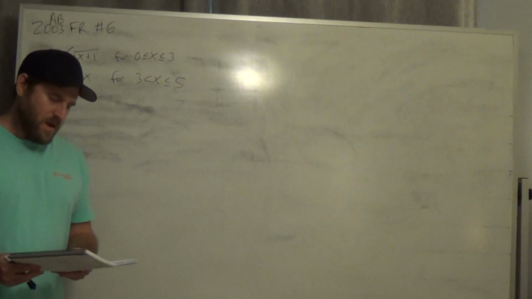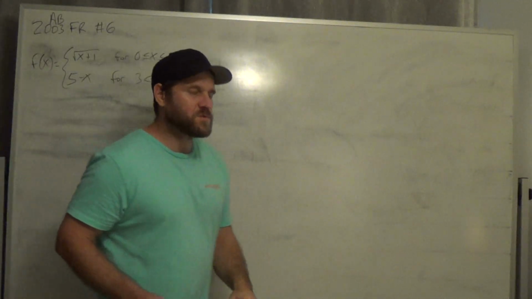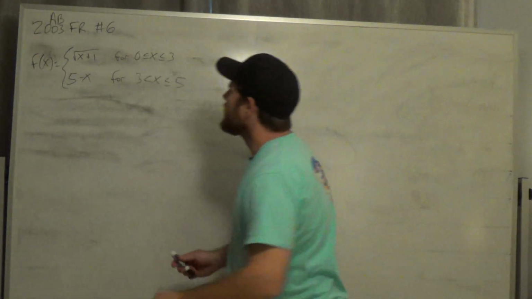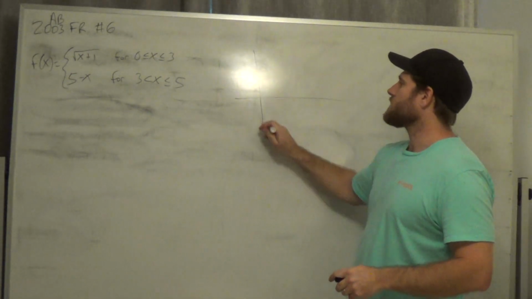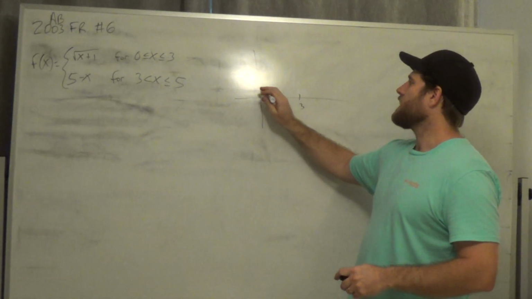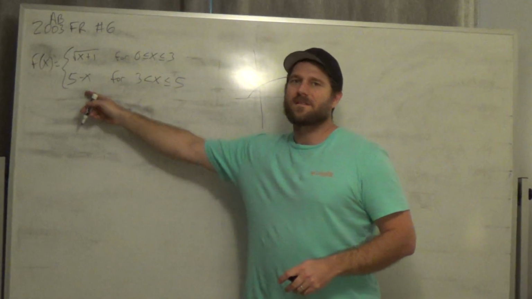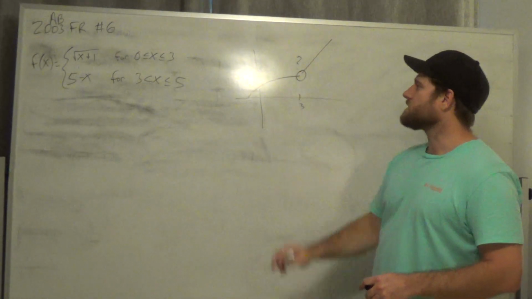Anyways, question 6, part A says, is f continuous? Now we have two parts of a piecewise function. One part is used from 0 to 3. I don't really know what it looks like, so let's put a 3 here. It's a square root graph going like this. And then this one is a line, and it goes like this. And the question is, is it continuous?